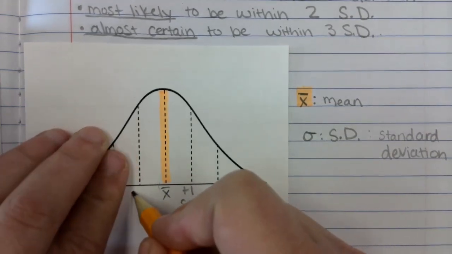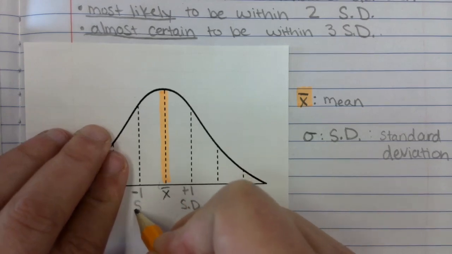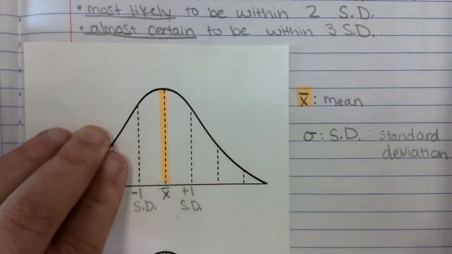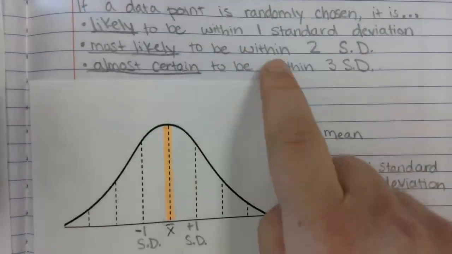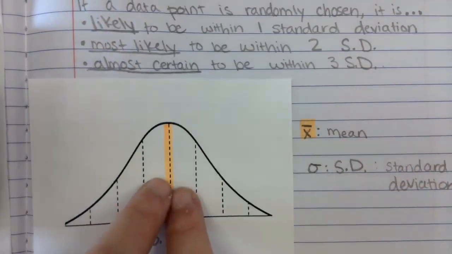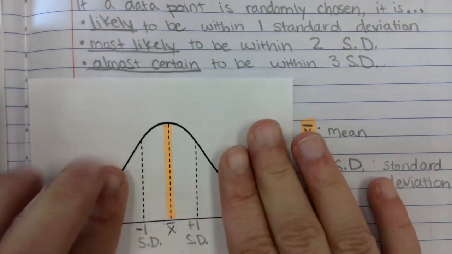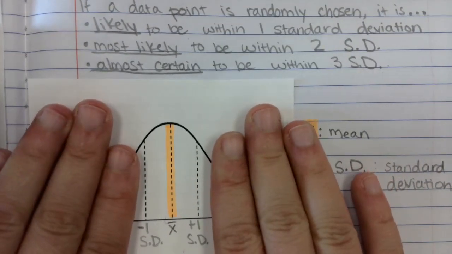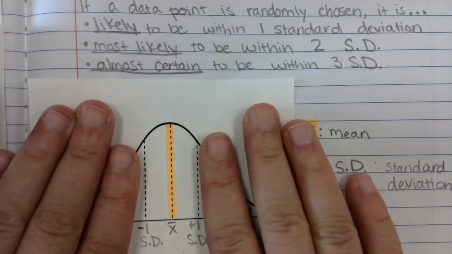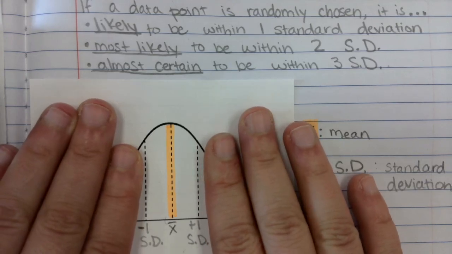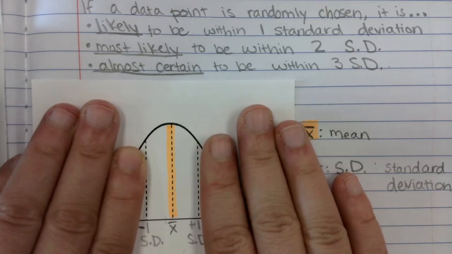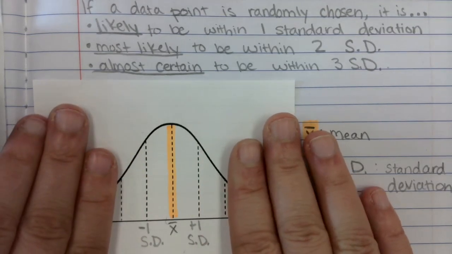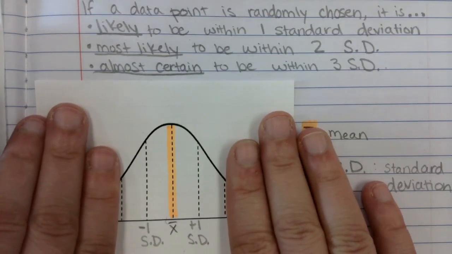To the left, we'll do a minus one standard deviation. So when we look at those classifications of likely, most likely, and almost certain, this is likely to be within one standard deviation, and we're going in both directions. So this is within one. It's one high or one low. So most of our data is in there. That's the majority. But even more of our data will be within two standard deviations. Almost all of it, but not quite.